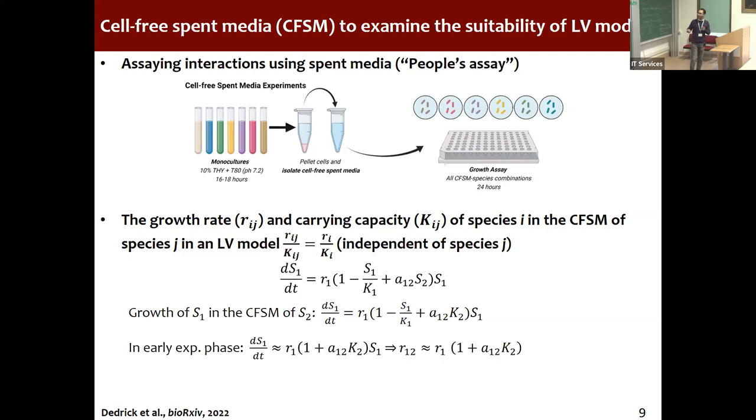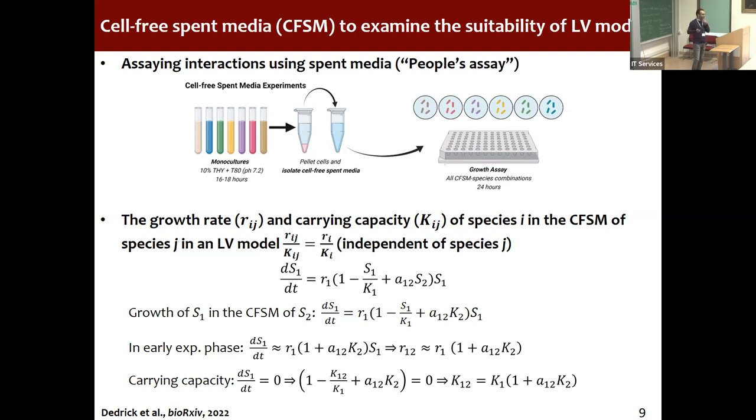And the things that we measure, one of them is the growth rate in early exponential phase, which would be just ignoring this term because S1 will be very small. So you will end up with the growth rate in the supernatant to be equal to growth rate in monoculture times this factor, which depends on the species two and its influence. And then the carrying capacity in the supernatant is when the population reaches saturation. So we set this derivative to be zero and just do the calculations. It's simple arithmetic, and we end up with this. And you can already see that the ratio of these two, this term cancels out, and it ends up to be the ratio in the monoculture that we had started with.